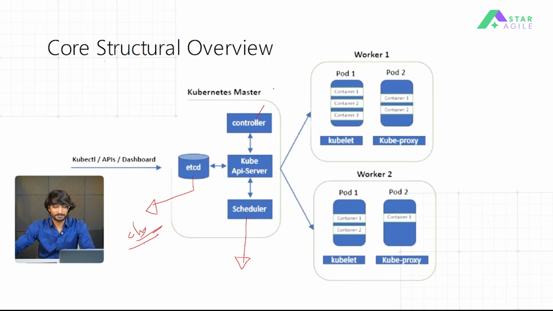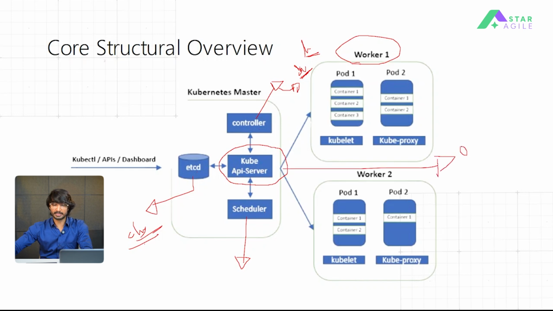Then controller, he is the one responsible for maintaining the listed number of pods in a particular worker node, right? And Kube API server is the one responsible for making sure the communication happens between the scheduler, controller, as well as etcd, and for that matter, exposing any services to the outside world; even that thing is also taken care of by your Kube API server.